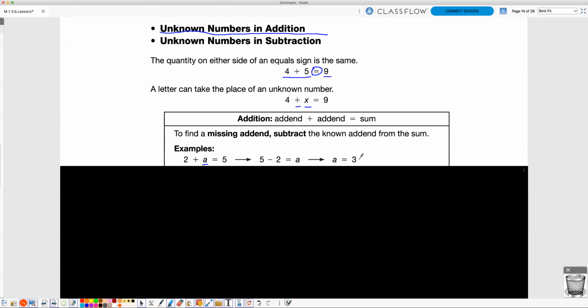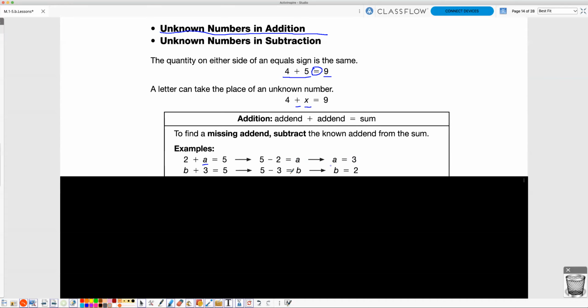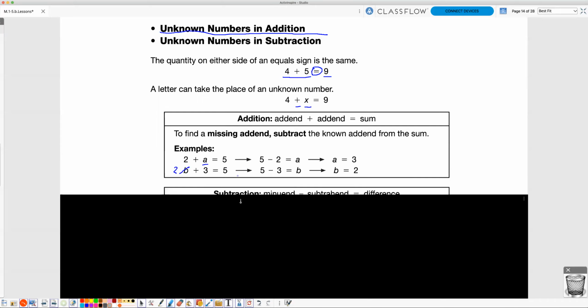A equals 3. Or if you have b plus 3 equals 5, 5 minus 3 is going to give you the unknown value, and b is the label for this particular unknown value, and it equals 2. You can check your work by putting 2 in place of b. 2 plus 3 equals 5, and it works. You know that 2 plus 3 equals 5.